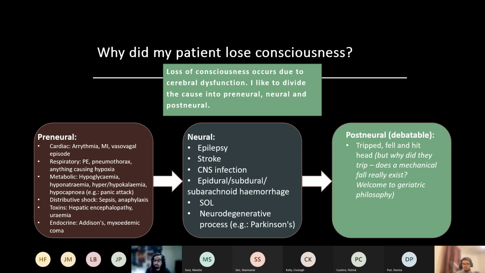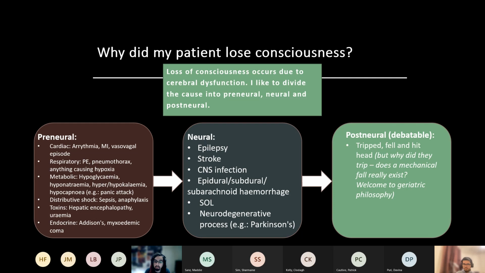Yeah, your brain. So loss of consciousness is basically secondary to some form of cerebral dysfunction. The way I like to divide it, you know how with AKI we're taught pre-renal causes, renal intrinsic causes, and post-renal causes? Do the same thing with this. So you can divide it into pre-neural causes of loss of consciousness, and that's most of it.